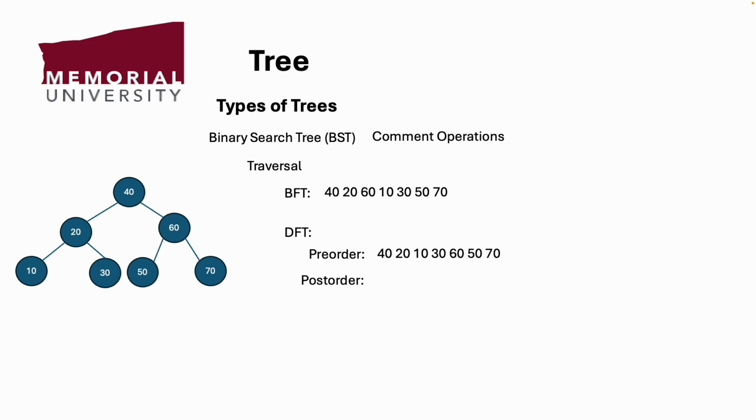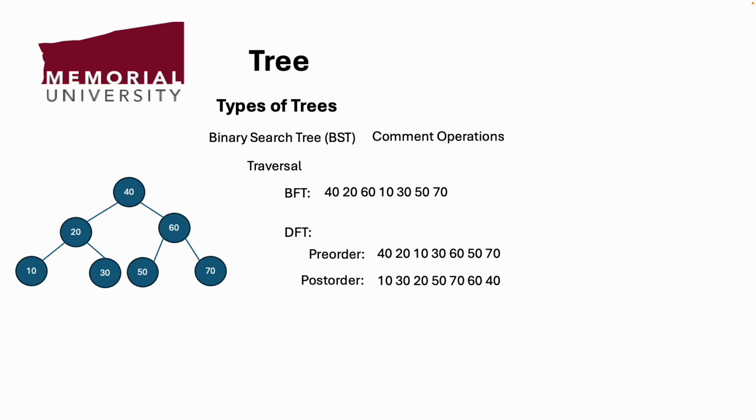And then post-order. What's a post-order? Post-order visits the children first from left to right, and then visits back their root, their parent node. So it's from node 10, 30, and their parent 20. And then going to 50, 70, to 60, and then to the root node 40.